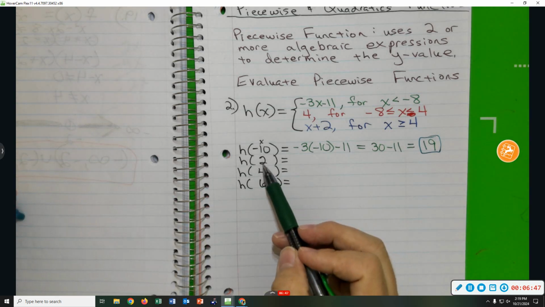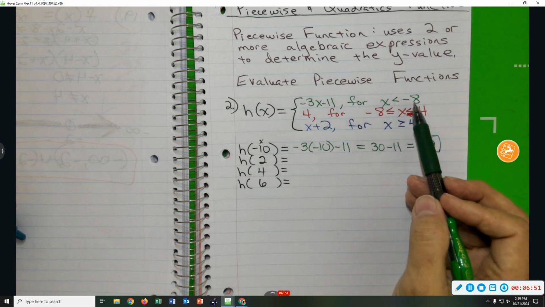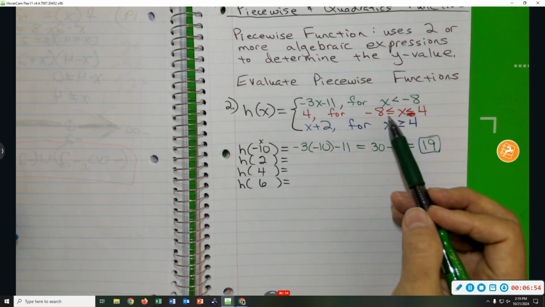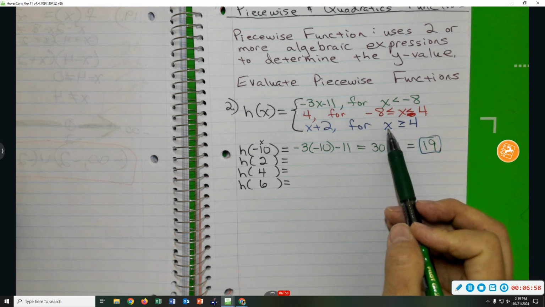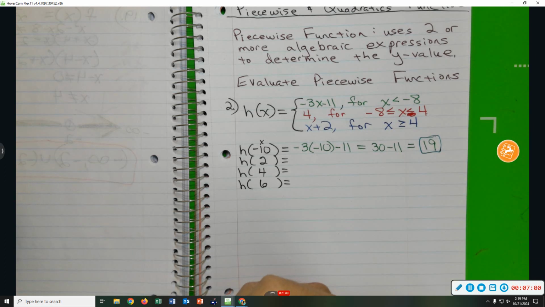Okay, for this one, our x value is 2. Is 2 less than negative 8? Or is 2 between negative 8 and positive 4? Or is 2 bigger than 4? Green, red, or blue? Which piece?